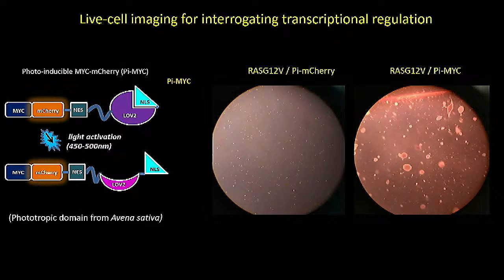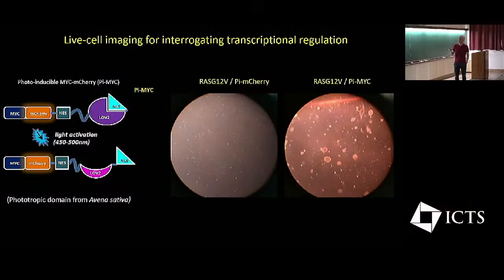This construct still transforms cells. If you put it into NIH3T3 cells in a RAS G12V background, and this is our control, mCherry controlled by light, we don't see colonies. But then if we put in our PA-MYC and we shine blue light on the dish, now we get transformation. So the construct is active.